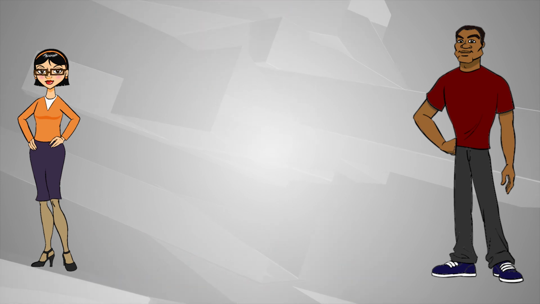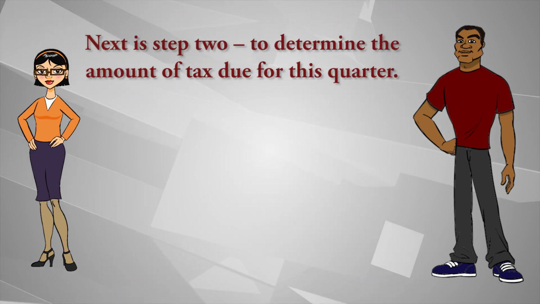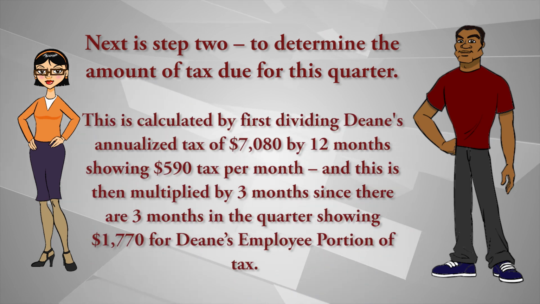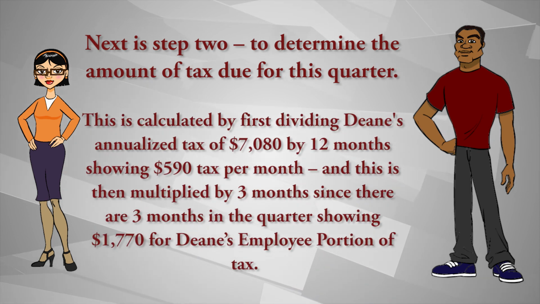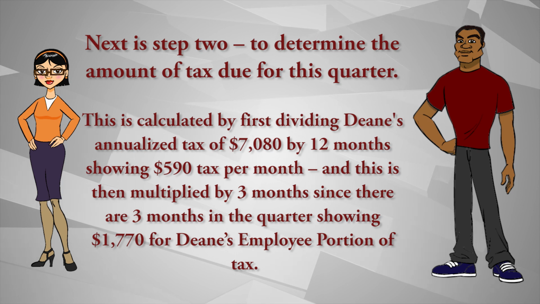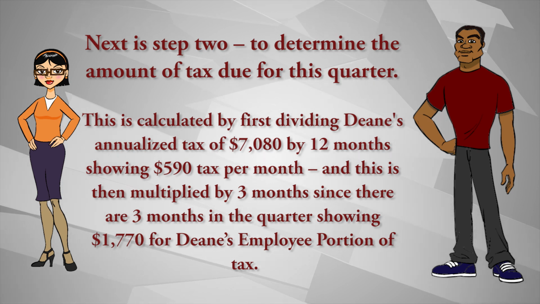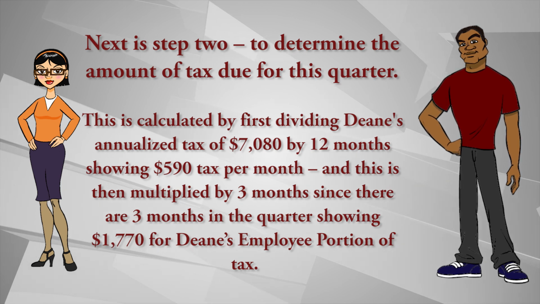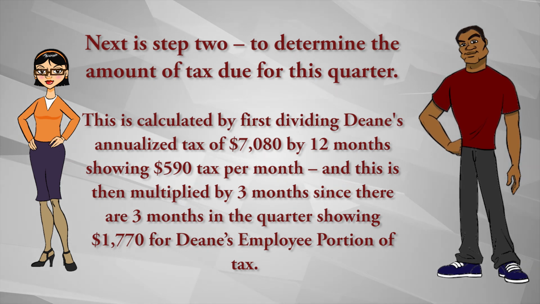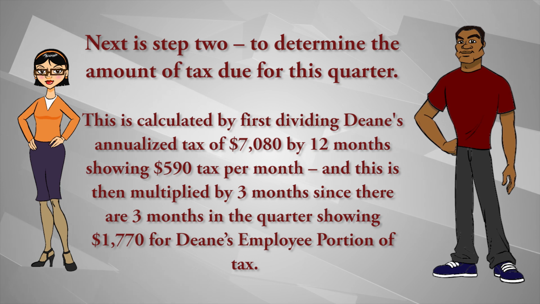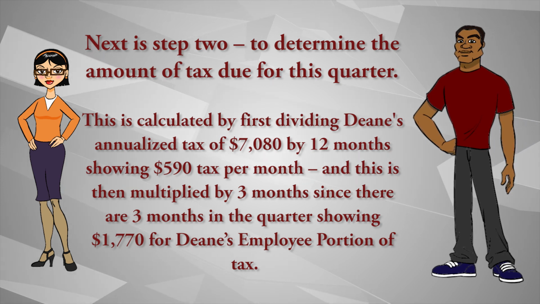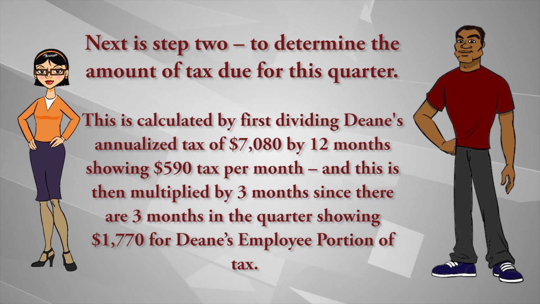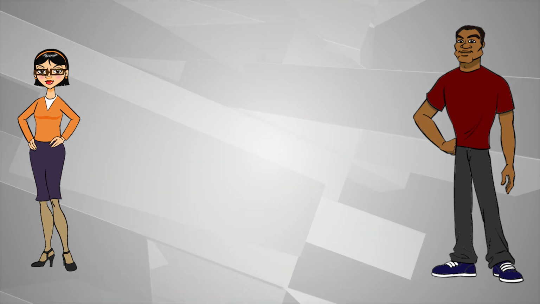$7,080. Next is step 2, to determine the amount of tax due for this quarter. This is calculated by first dividing Dean's annualized tax of $7,080 by 12 months, showing $590 tax per month. And this is then multiplied by 3 months, since there are 3 months in the quarter, showing $1,770 for Dean's employee portion of tax.